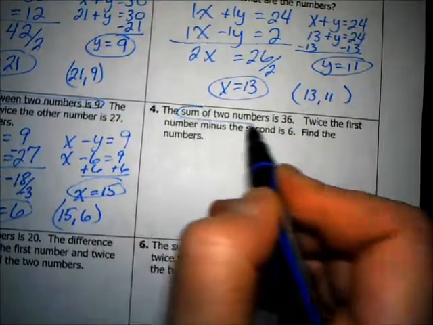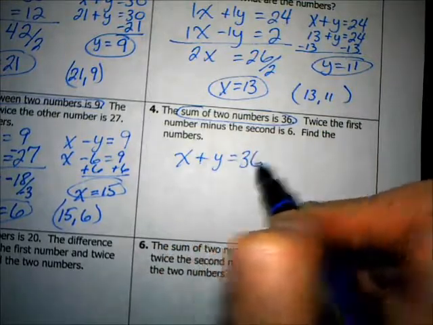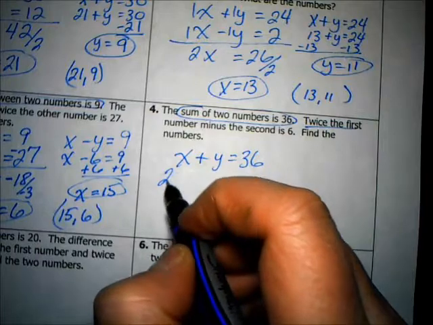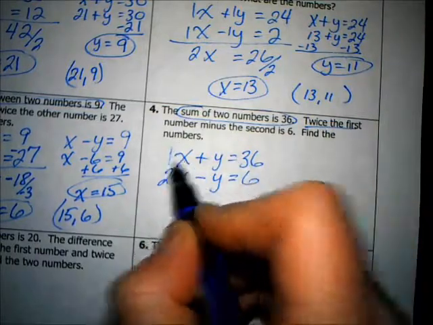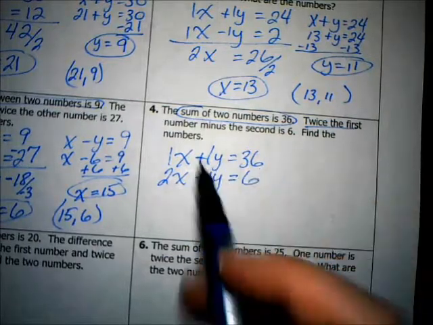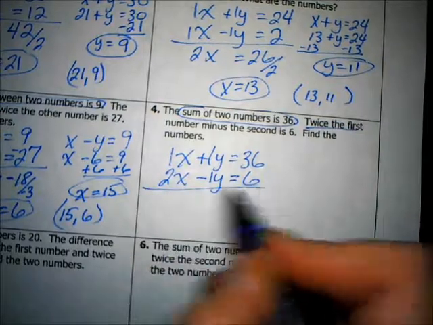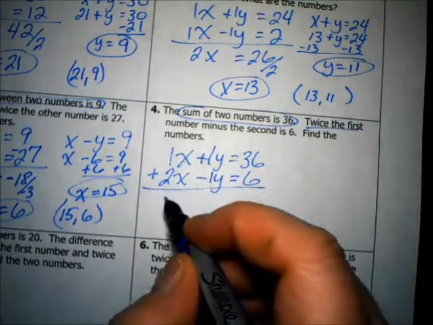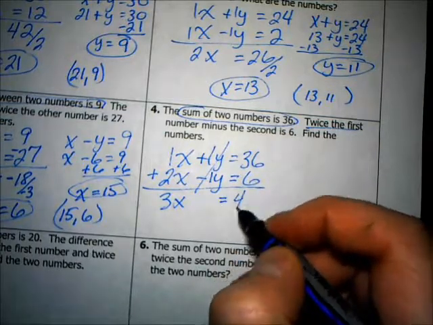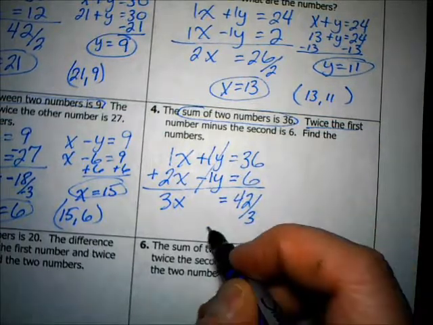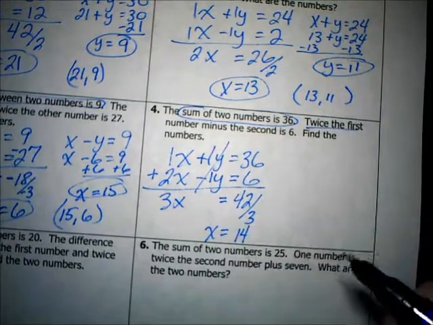On number 4, it says the sum of two numbers is 36. It says twice the first, so that's 2x minus the second is equal to 6. I put ones on all my variables. I notice the y's have ones, and one's positive, one's negative, so I'm ready to go the way it is. That gives me 3x, the y's cancel, and here I get 42. I want to divide 42 by 3, and I get 14.